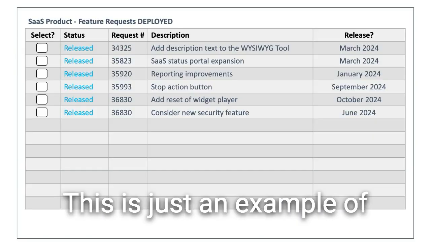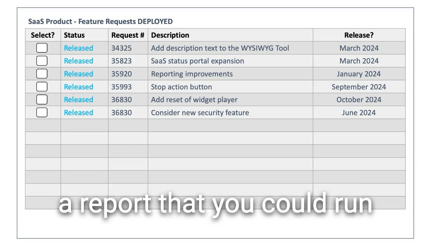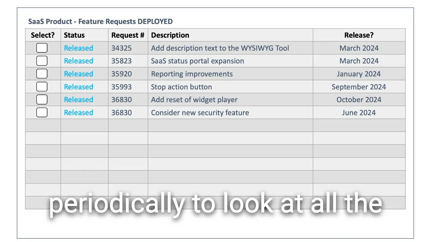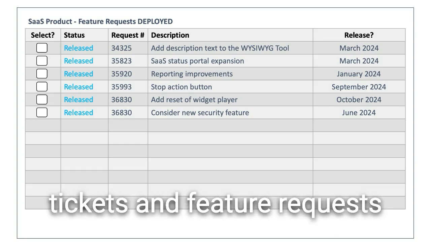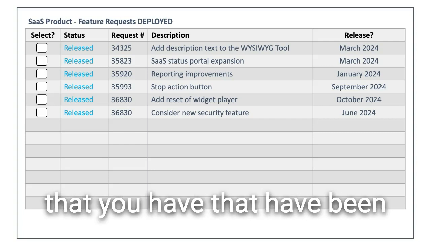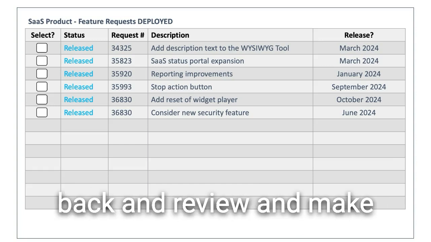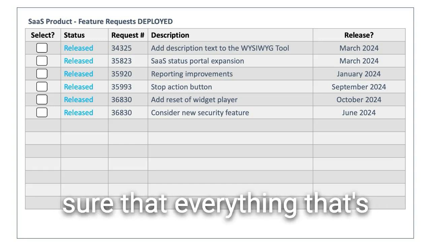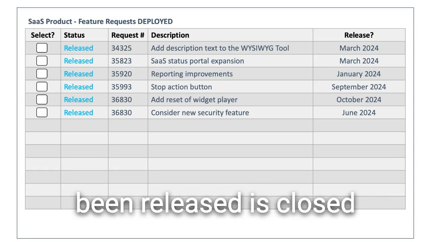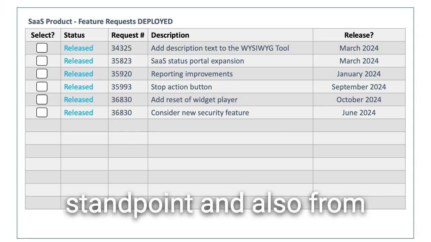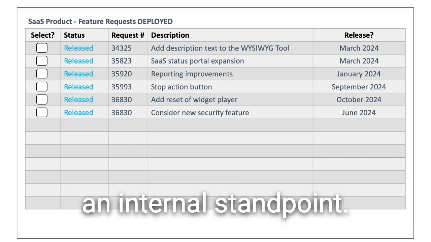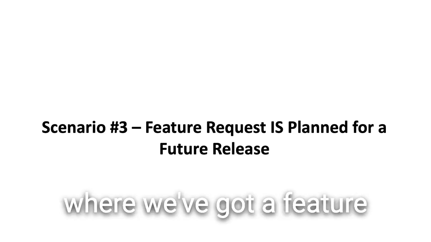This is just an example of a report that you could run periodically to look at all the tickets and feature requests that you have that have been in the release status and when they were released. This is just good to go back and review and make sure that everything that's been released is closed out from a customer facing standpoint and also from an internal standpoint. That covers scenario 3, where we've got a feature request that's planned for a future release.